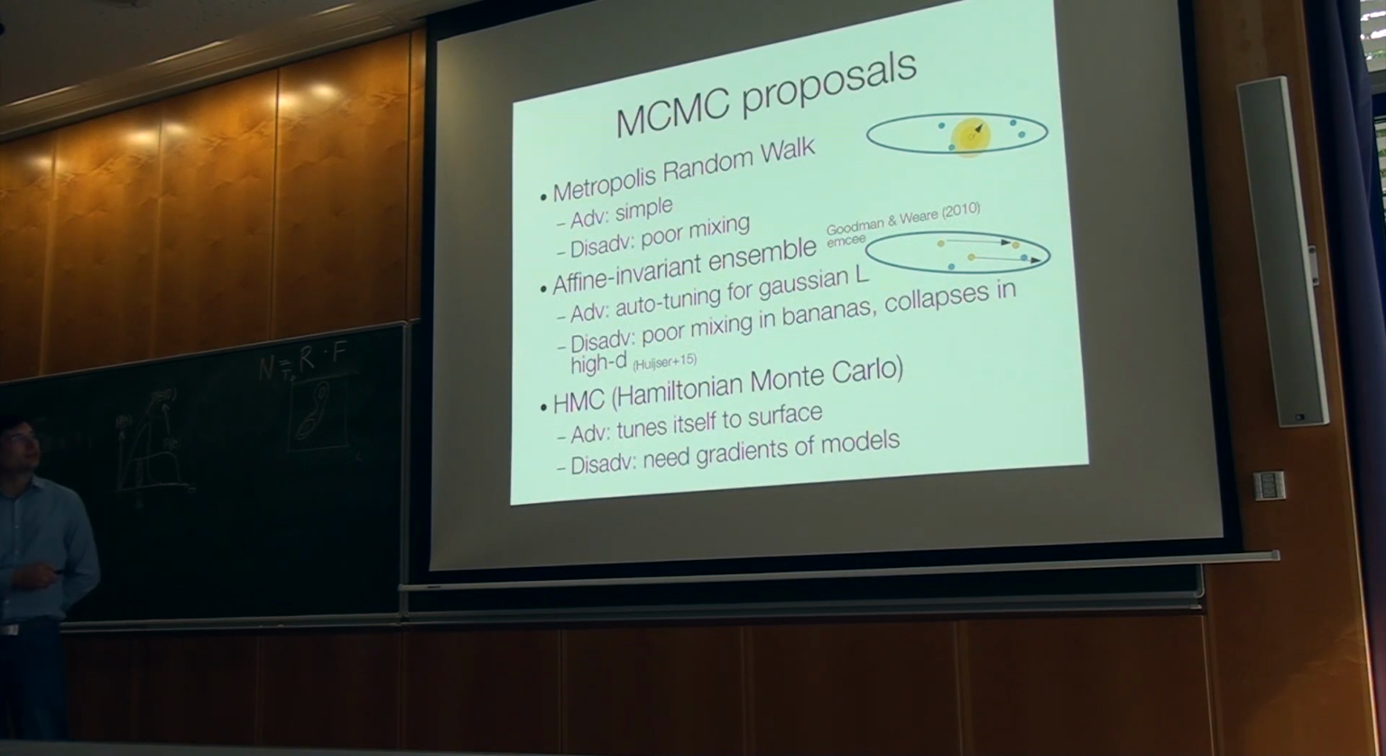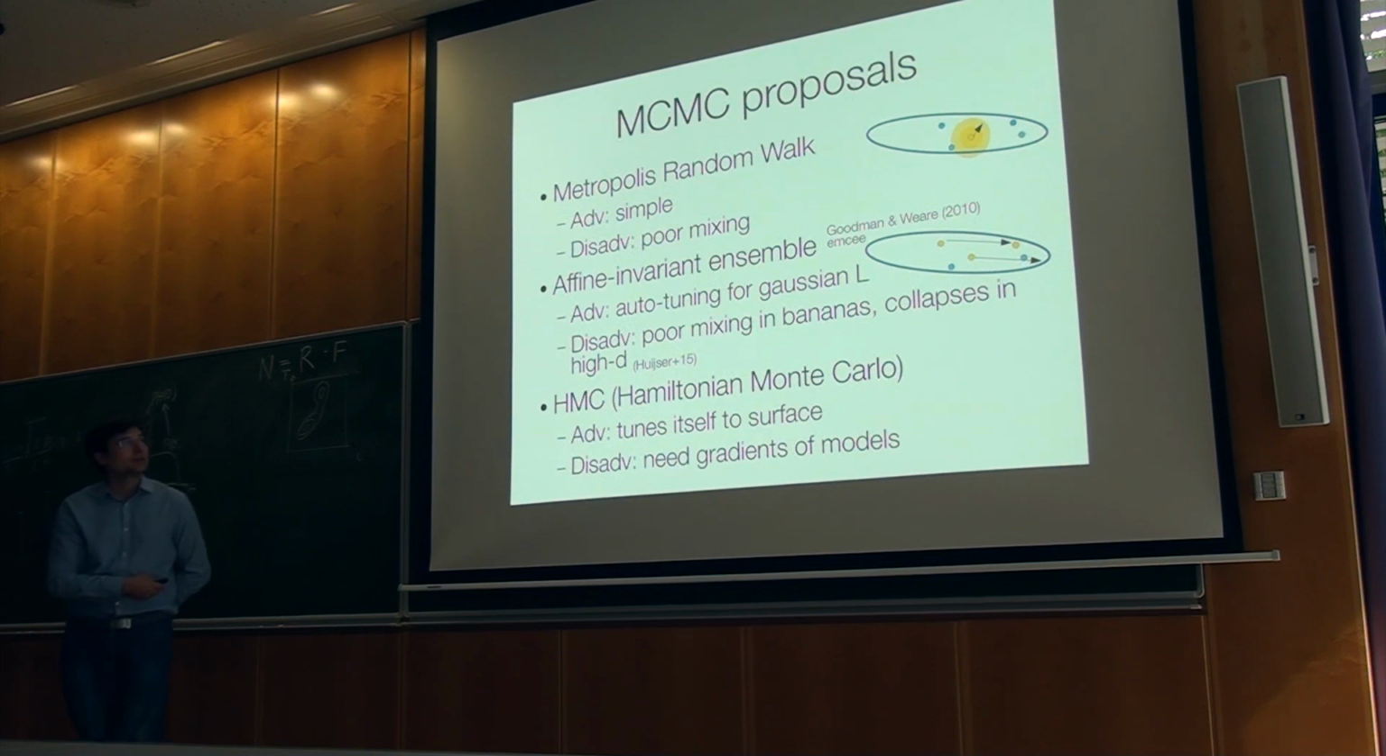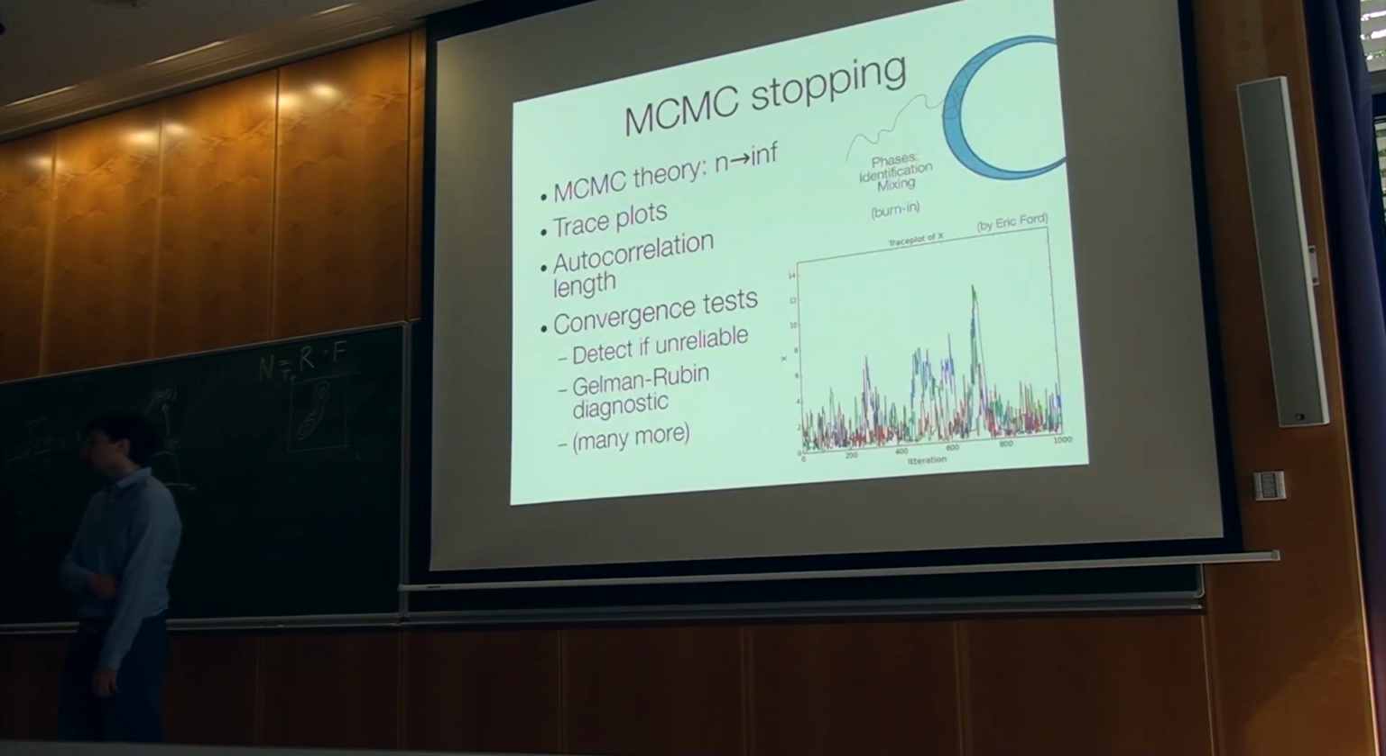And there's also a paper that shows that if you go to very high dimensional parameter spaces, let's say 50 to hundreds of parameters, then because you're doing linear combinations, at some point this population of walkers collapses to a surface, and then you have a problem. And HMC is very nice because it auto-tunes itself to more complex surfaces, but you need gradients. So we don't usually apply it.